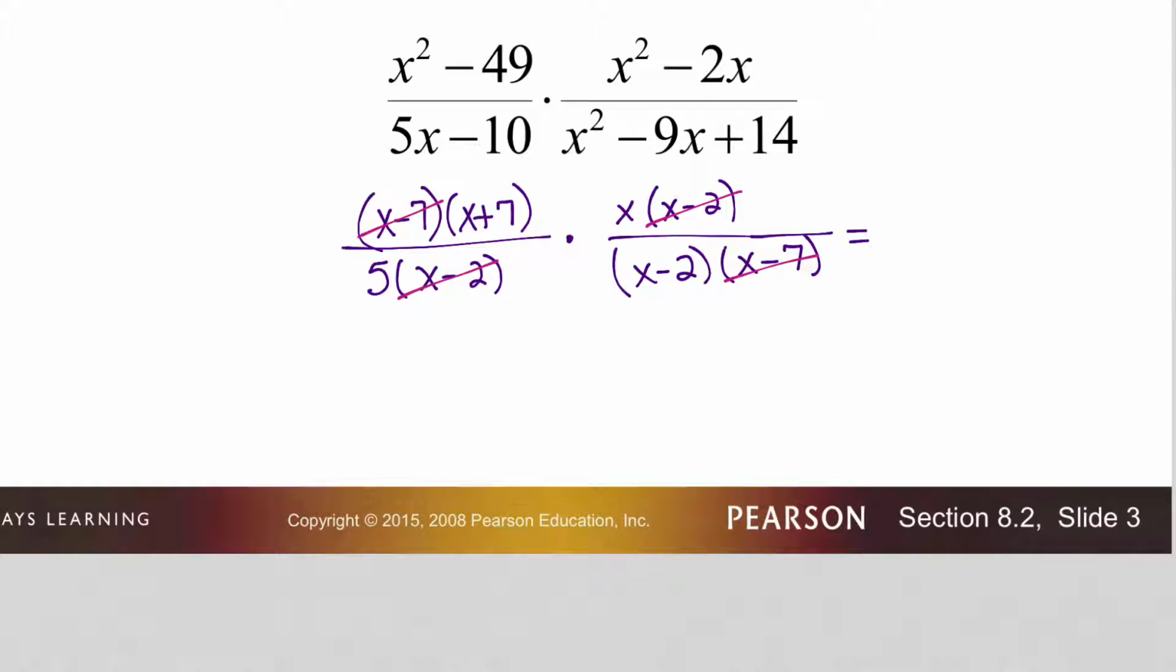So now you want to multiply straight across. What I have left in the numerator is x and x plus 7. What I have left in the denominator is 5 and x minus 2. And that's it. This is as simplified as this thing becomes. So we're done.